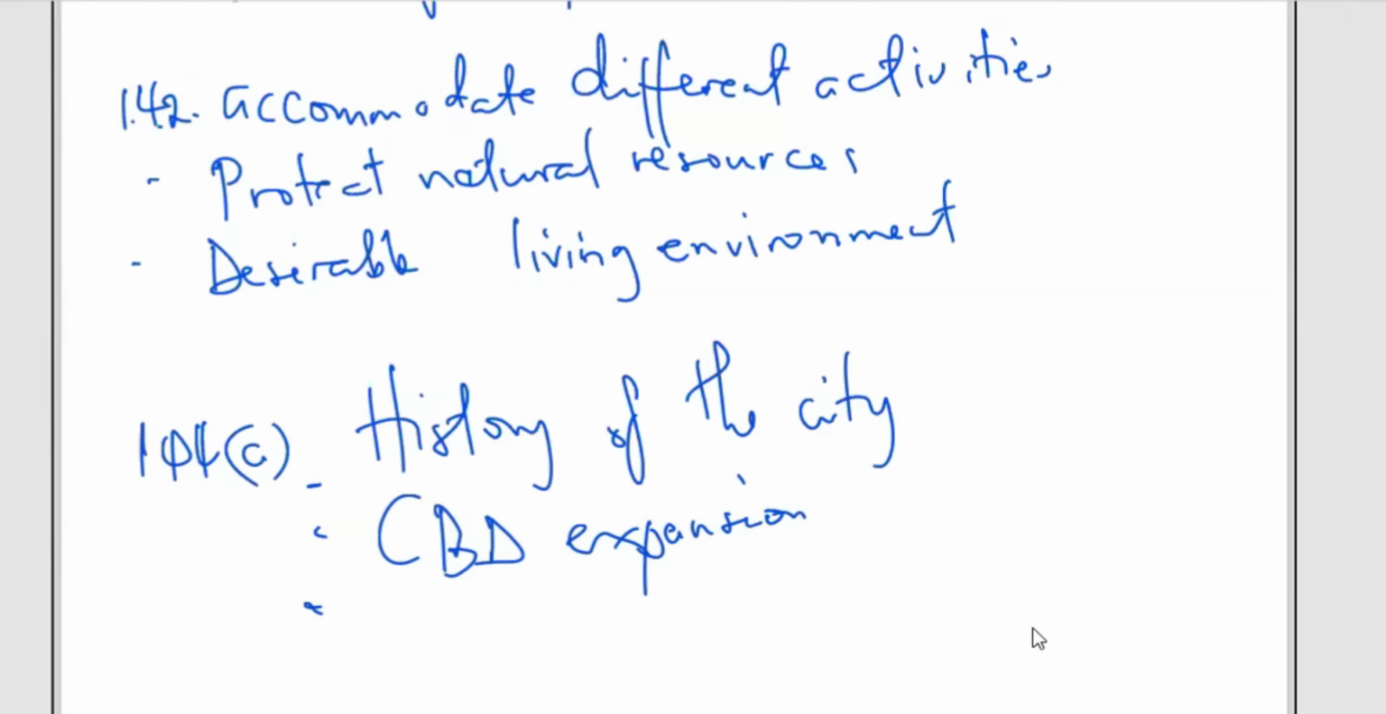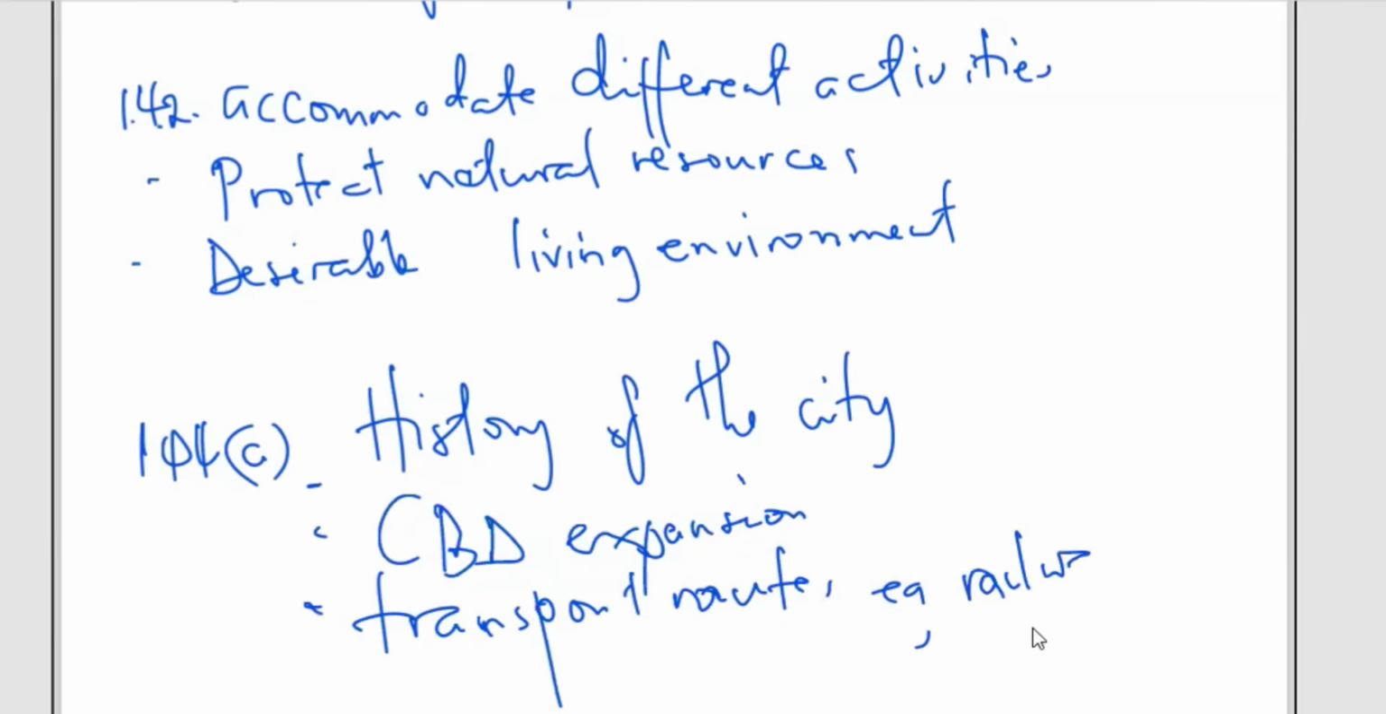Right. Then we can also talk of transport routes. Transport routes can alter the land use. For example, a railway line might promote industries. So as a result, we don't have the transition zone because of the influence of the transport route, which has changed the land use in that direction.